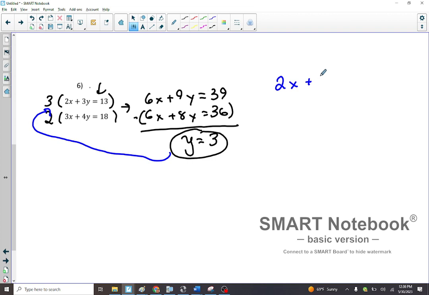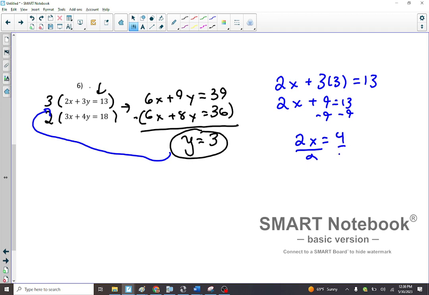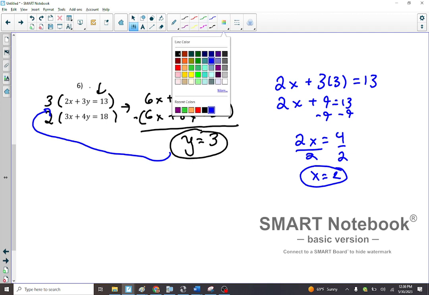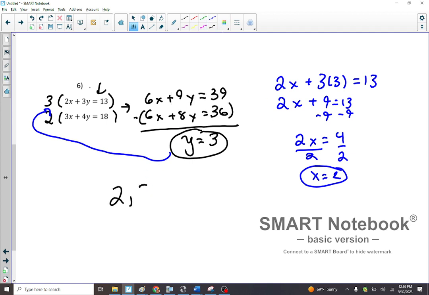So 2x plus 9 equals 13. Notice I'm using the original one. I recommend using the original one to minimize mistakes. We get y equals 3 from the work. 2x plus 9 equals 13. Minus 9, minus 9. 2x equals 4. Divided by 2, divided by 2. x equals 2. So my final answer is 2, comma 3.